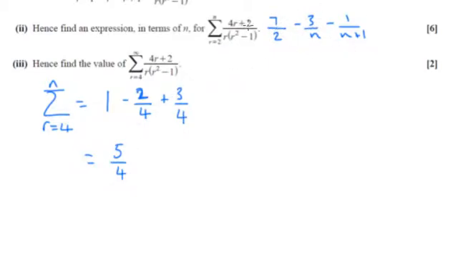So rather than having 5/4, for 2 we had 7 over 2. So this is the beginning bit that's changed. We've now got 5/4 instead. We're still going to have the minus 3 over n and the minus 1 over n plus 1.